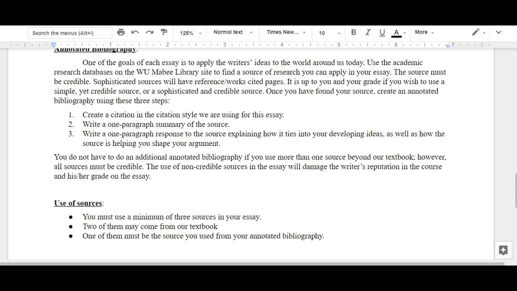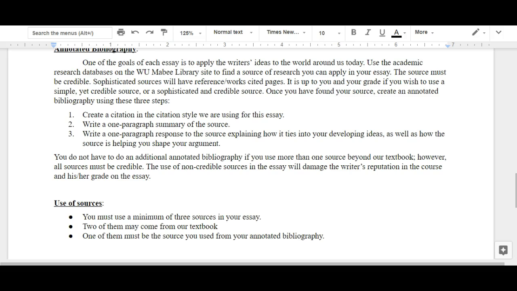For your annotated bibliography for this unit, we're going to use the academic research databases on the Washburn University Mabee Library site to find a source of research that you can apply in the essay. So it should be credible, but credible sometimes is really not enough. Sophisticated sources are going to have reference or works cited pages. It's up to you and your grade if you wish to use a simple yet credible source or a sophisticated and credible source.